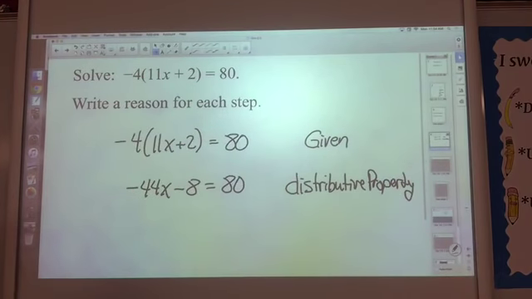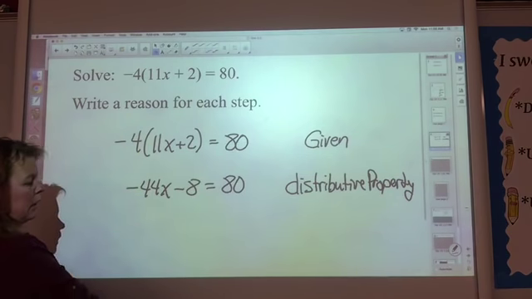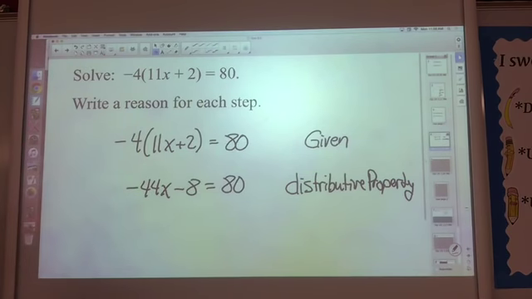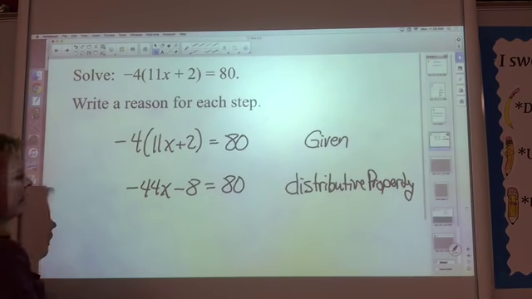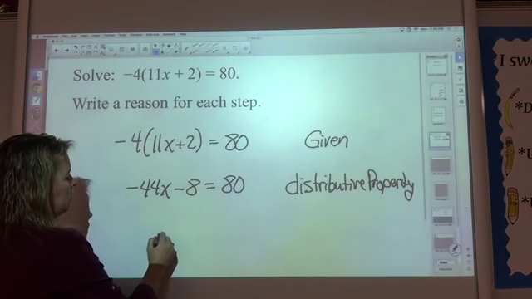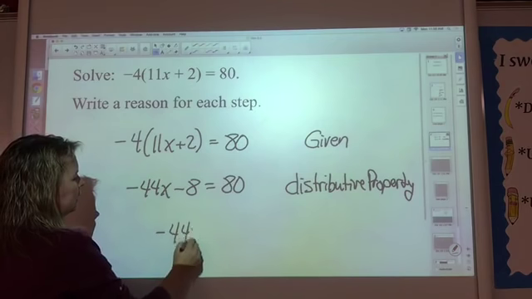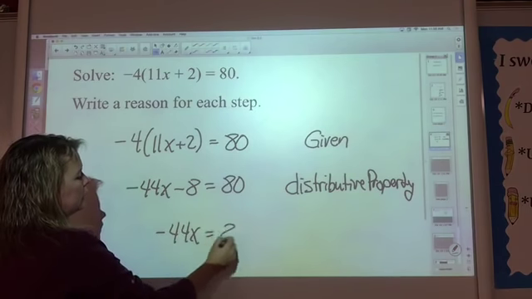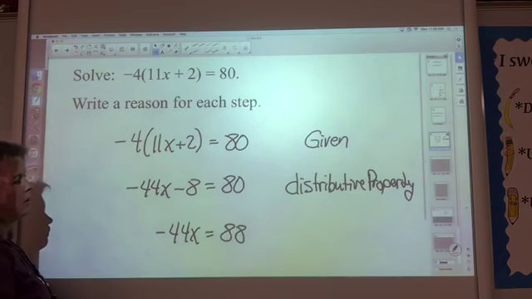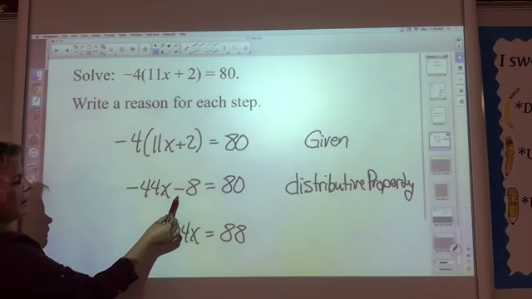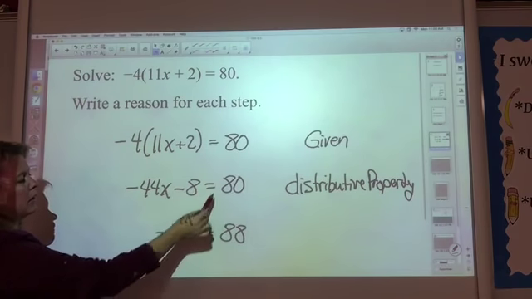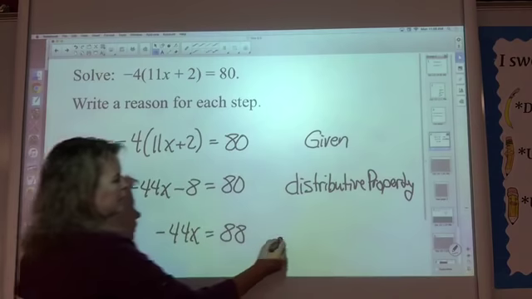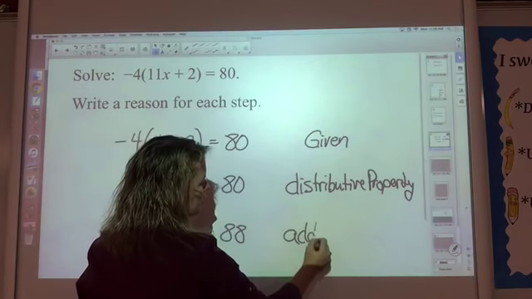Next up, we're going to add 8 to both sides, and this time, I showed you every single step by step before, but now I'm going to just go with negative 44x equals 88. How did we get that? We added 8 here, added 8 here, didn't show the work and the simplify step. We can just go with the addition property.